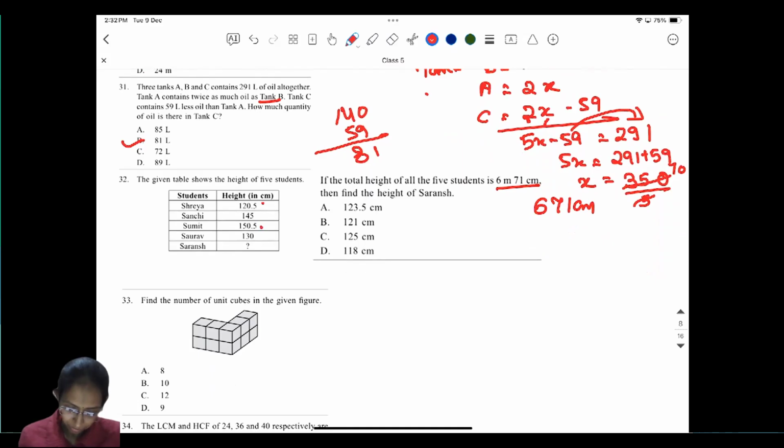0.5 and 0.5 is 1. So 0, that is 1, 6, 6, then 2, 4, 6, 11, 14, 2, 3, 4, 5. 546 we need to subtract. So that is coming to be 125 centimeters, which is the height of Saransh.